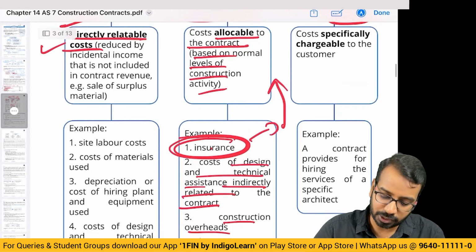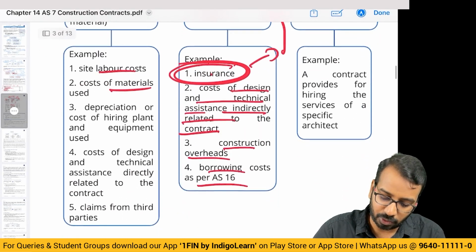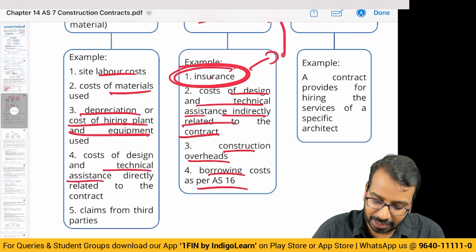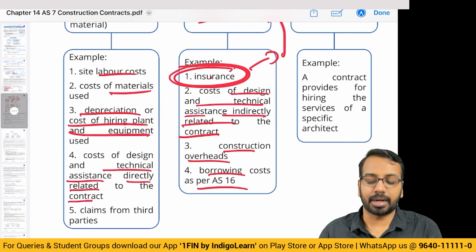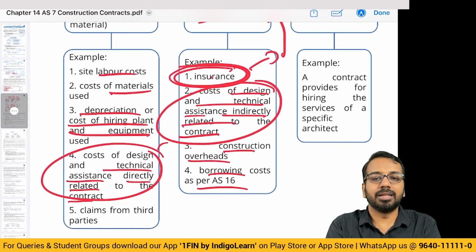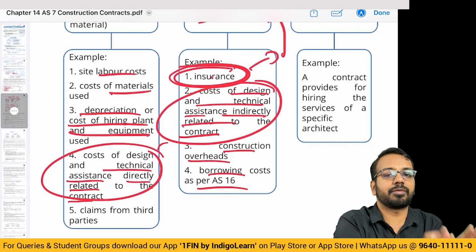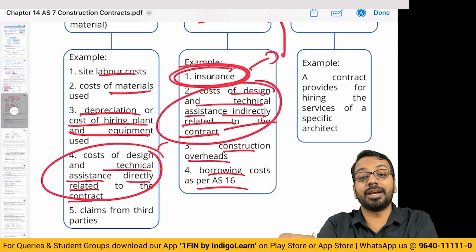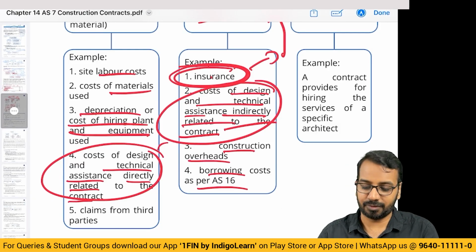Directly related cost: material cost, labor cost, depreciation or cost of hiring plant and equipment, design and technical assistance directly related to the contract. Now, what is the difference between this and this? Here, I have hired an engineer and I have said you'll work only for this project for 3 months. Here, I have hired an engineer, he is working on 3 different projects. So that is the difference, right?